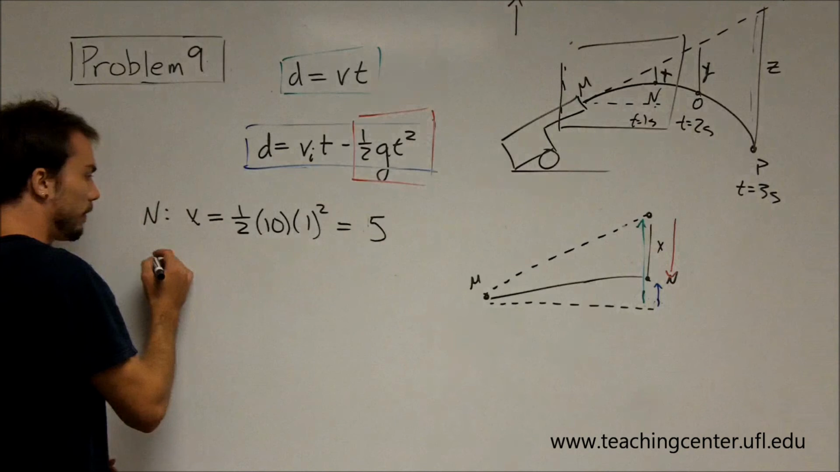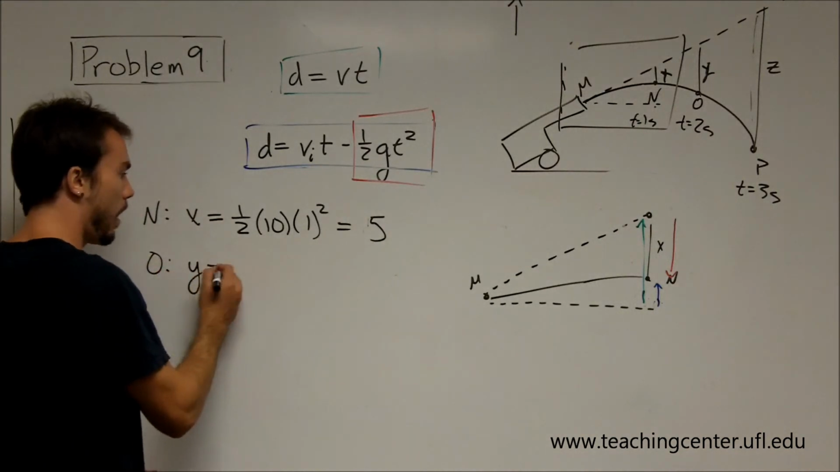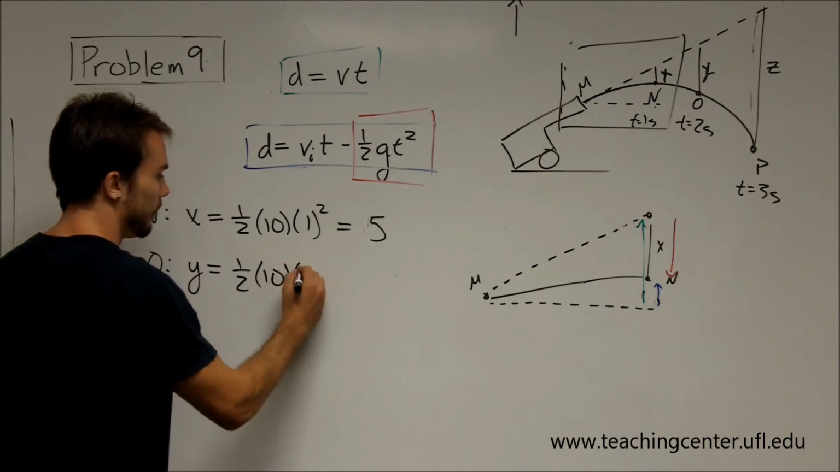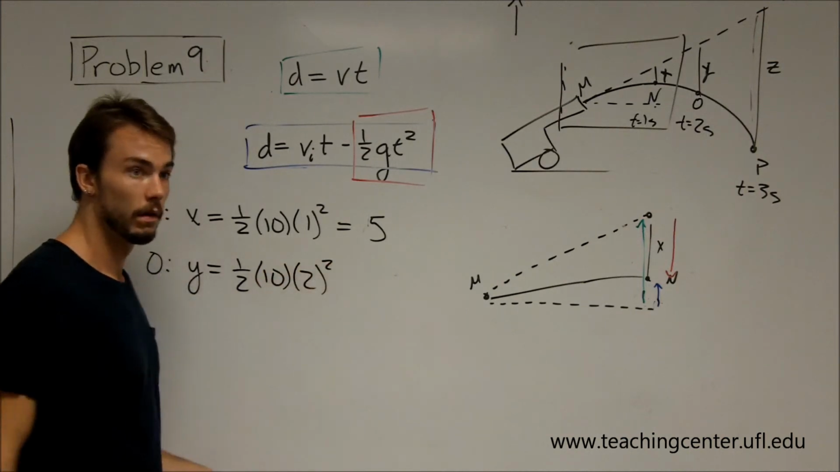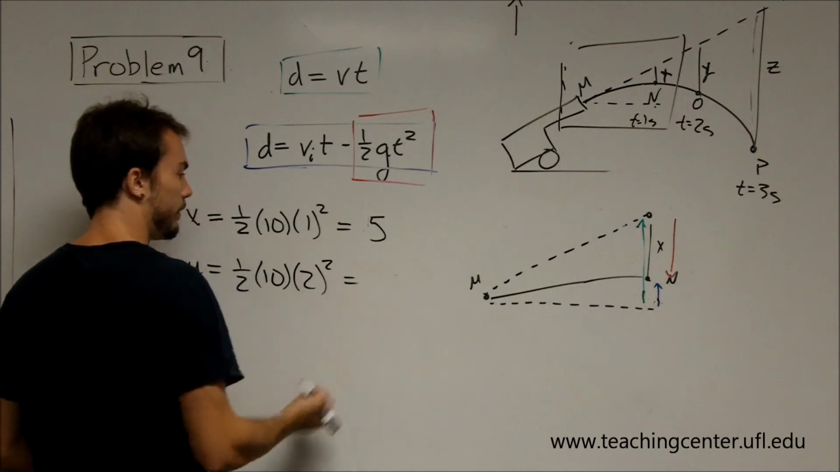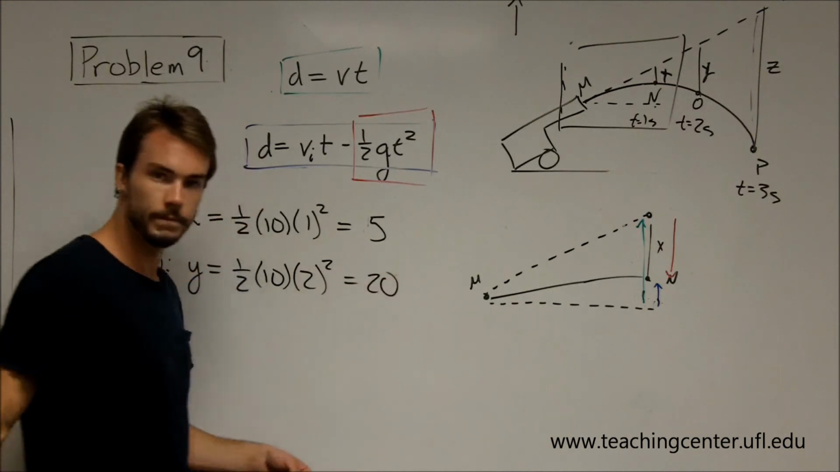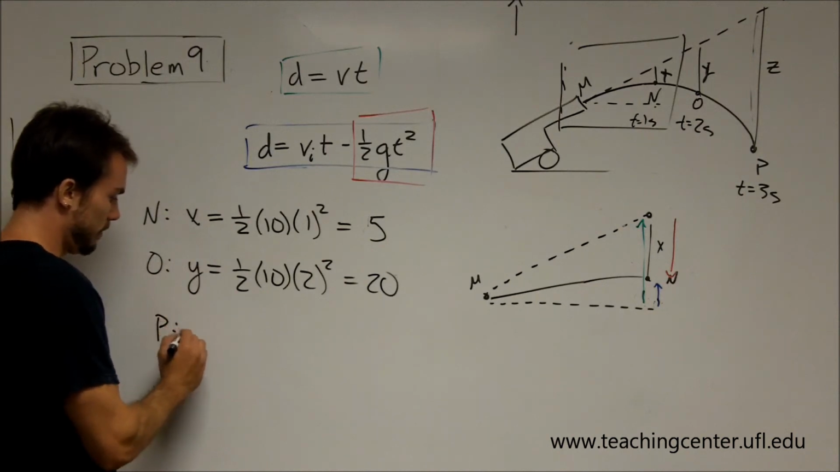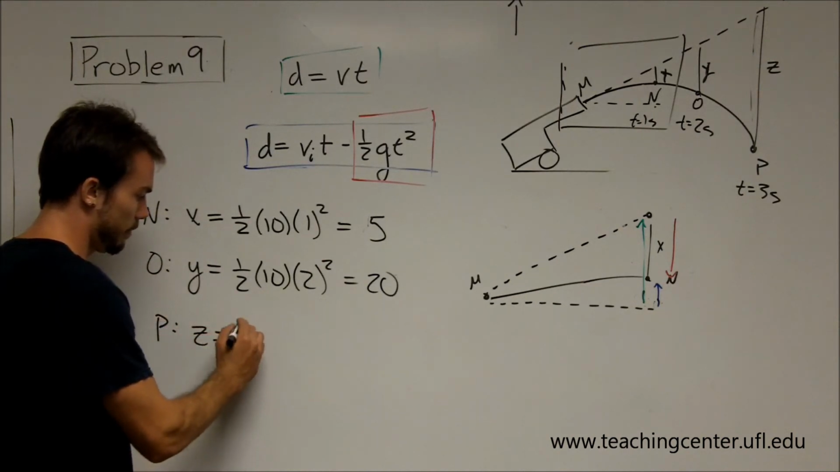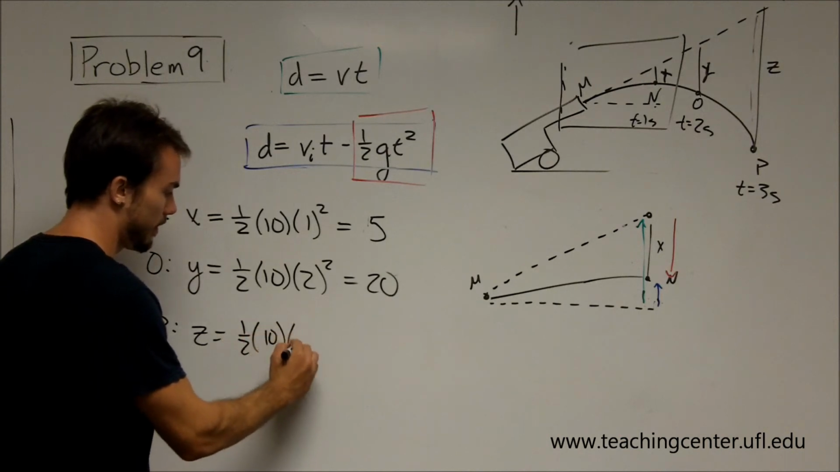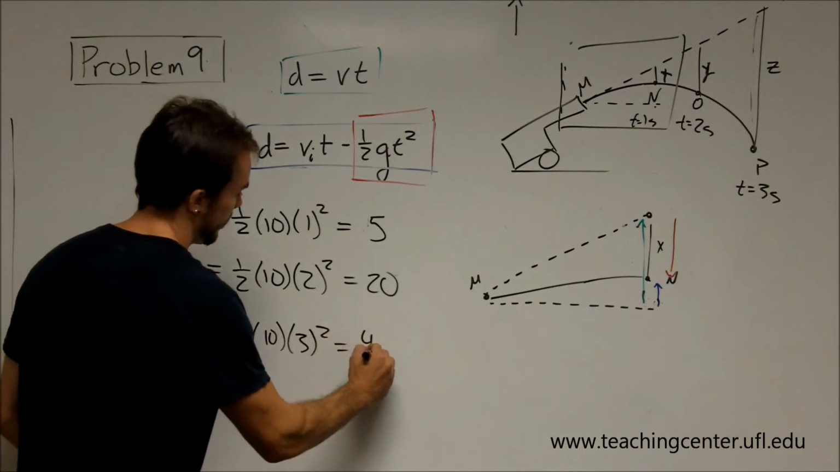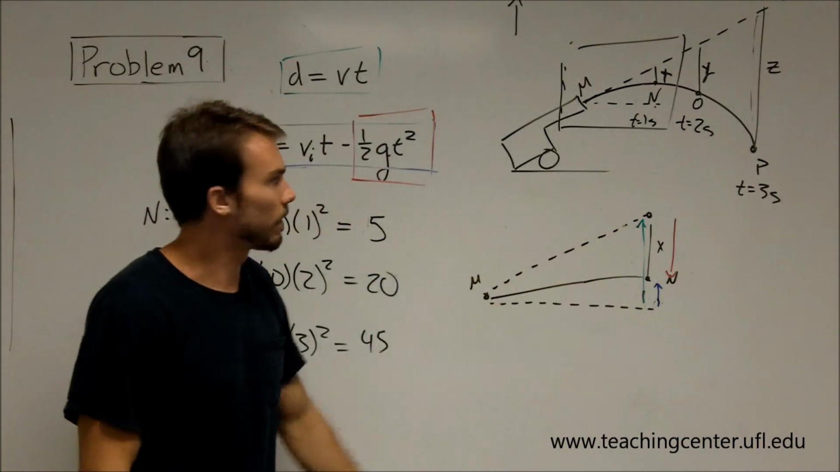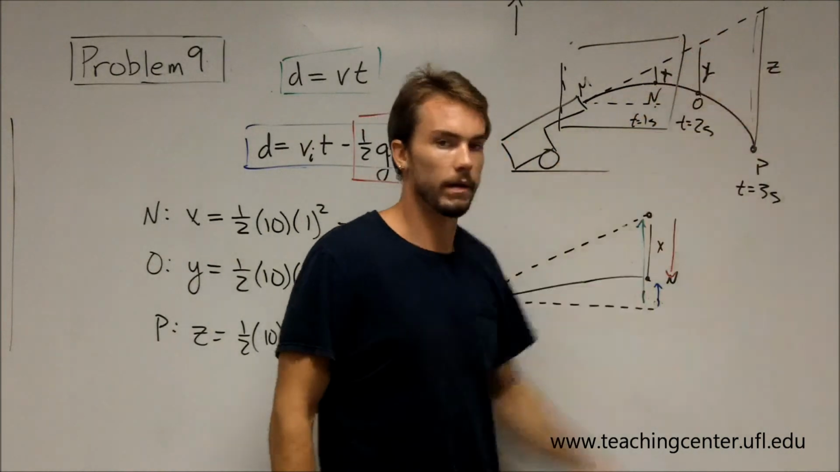So at O, we have y, which is going to be 1/2 of 10 times 2 squared. 2 squared is 4, divided by 2 is 2, times 10, we're just going to put 20. Okay, and then last one, nothing new here. Our z term is 1/2 times 10 times 3 squared, which is going to be 45. Remember, those aren't any particular displacements, they just represent these x, y, and z terms.